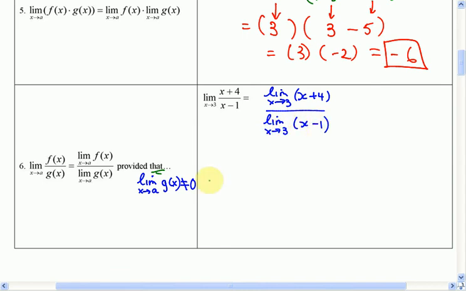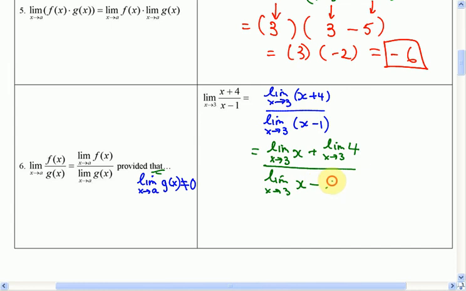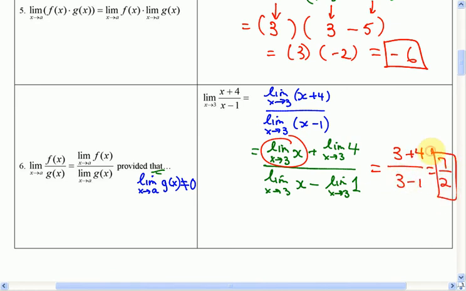Now let's go ahead and break down the parts. So in the numerator, you get the limit of x approaching 3 of x, plus the limit of x approaching 3 of 4, over the limit of x approaching 3 of x minus the limit of x approaching 3 of 1. Evaluating now, this of course equals 3 plus 4, that's 7, over 3 minus 1, that's 2. So 7 over 2, that's it.